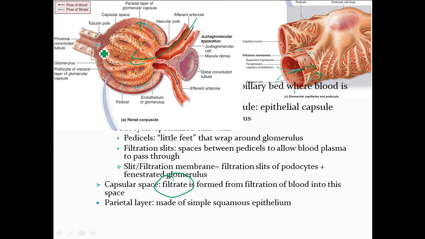The parietal layer of the glomerular capsule surrounds the glomerulus here. And remember how we talked about what was the tissue that we see over here? Do you guys remember the tissue? What type of tissue is this? Back in Unit 1 we looked at it. Simple squamous epithelium. Simple squamous epithelium. Very good.